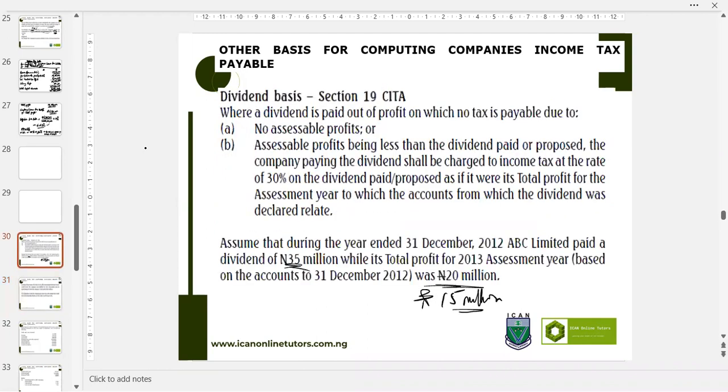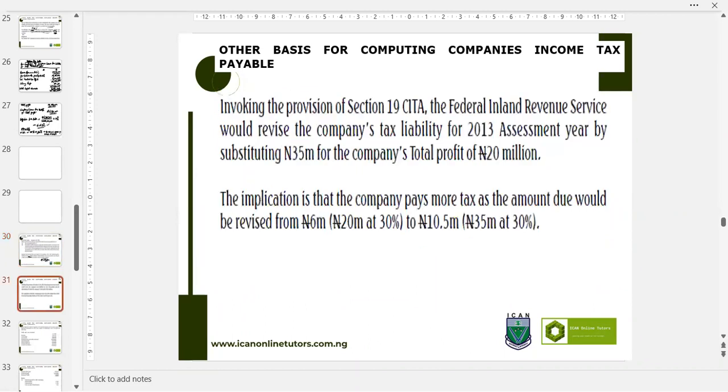Instead of arguing with the company, what you just have to do is to substitute 35 million naira for 20 million naira. The company's total profit for the year is taken as 35 million naira and not 20 million naira. I hope you understand. The implication is that the company pays more tax, as the amount due would be revised from 6 million naira, that is applying 30% on the 20 million naira, to 10.5 million naira. Can you see the difference?